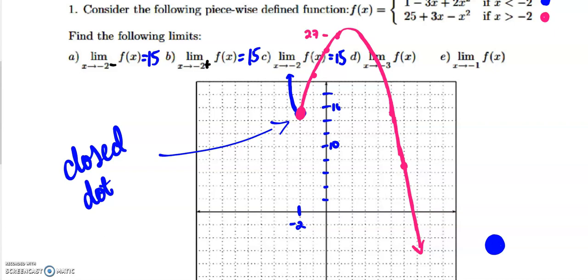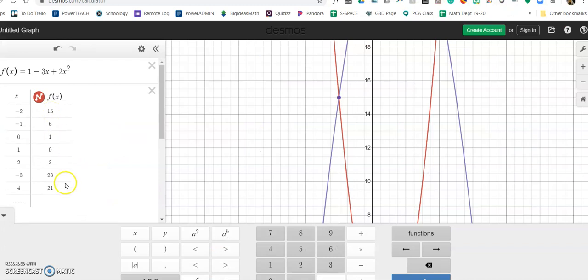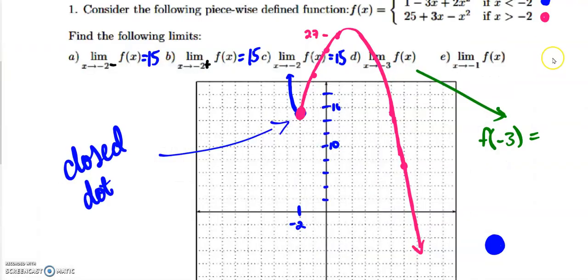If I take a look at two other things, the value at -3. If I look at my function, I notice I didn't actually put a point there. So I need to figure out what f of -3 is based off of this equation. Just to save myself a little bit of time, I'm going to show you that I put these equations into Desmos, and I got 28 for that limit. Which makes sense. It should definitely be higher than 15, some value larger than 20, just based on my graph.